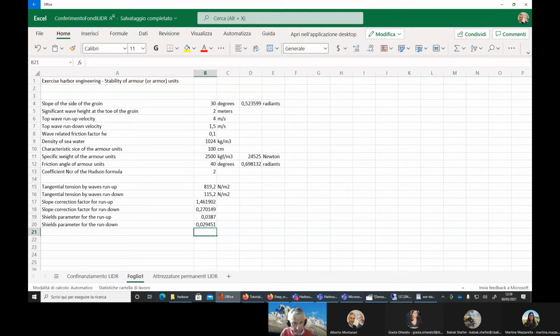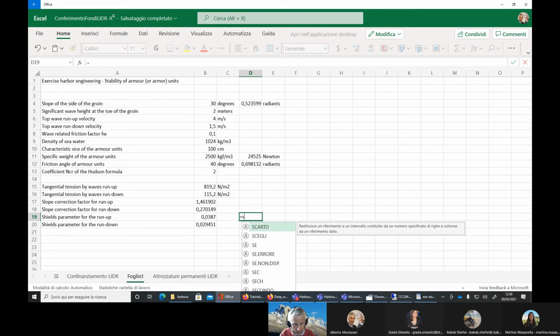I think it works. Now, let's look at the result of the shields parameter for the run up and the run down. They are both lower than 0.05. So we can conclude that it's stable. And let's create a condition to check it.